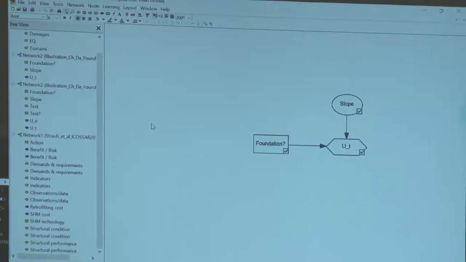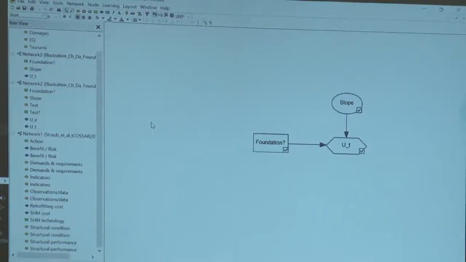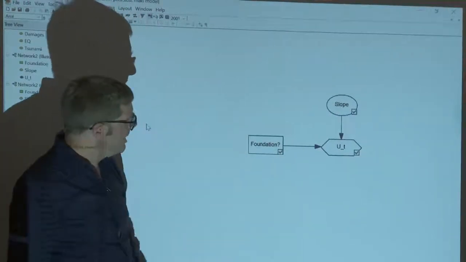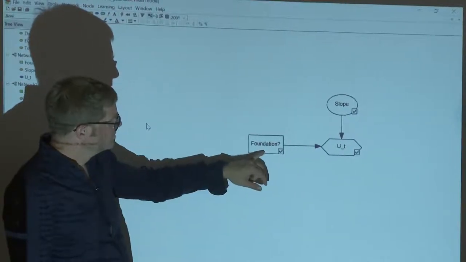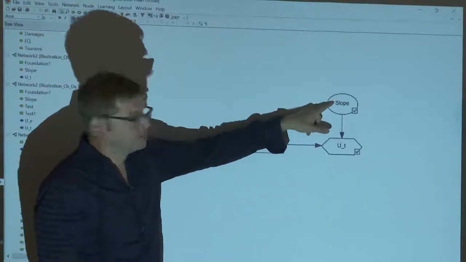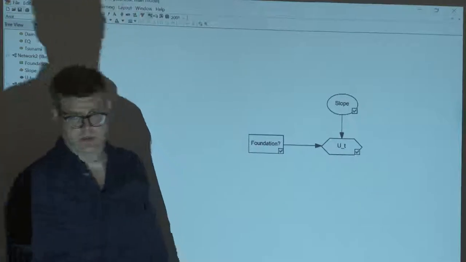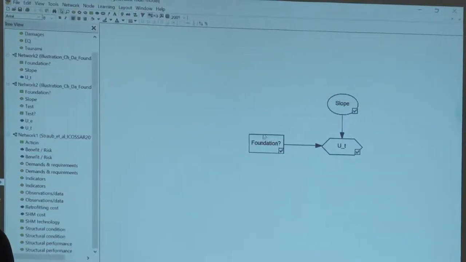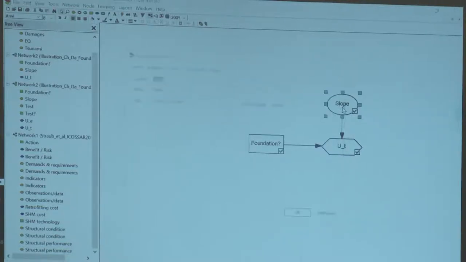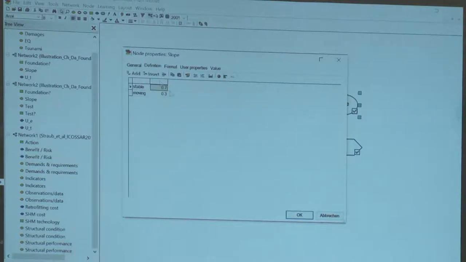So again, I'm using this software here, and I have here the prior problem. The prior problem is what type of foundation, the slope, and then the utility. And this is defined exactly as I said. The foundation decision has just two options, shallow and deep, and nothing else specified, no probability, of course, because that's just a decision. The slope has just these two probabilities, 0.7 stable, 0.3 moving.